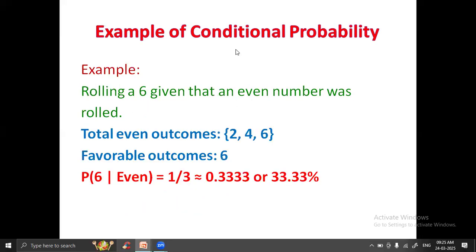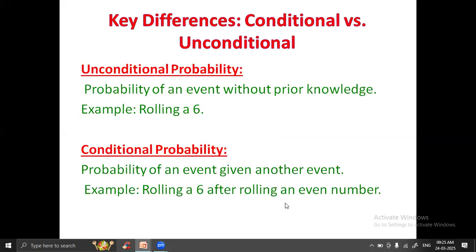Next, the example of conditional probability: rolling a 6 given that an even number was rolled. The total outcomes are 1, 2, 3, 4, 5, 6. How many even numbers are there? 2, 4, 6. The favorable outcome is 6. So the probability of 6 given an even number, out of 3 outcomes, we can write as 1 divided by 3, which is 0.33, otherwise 33.33 percent.